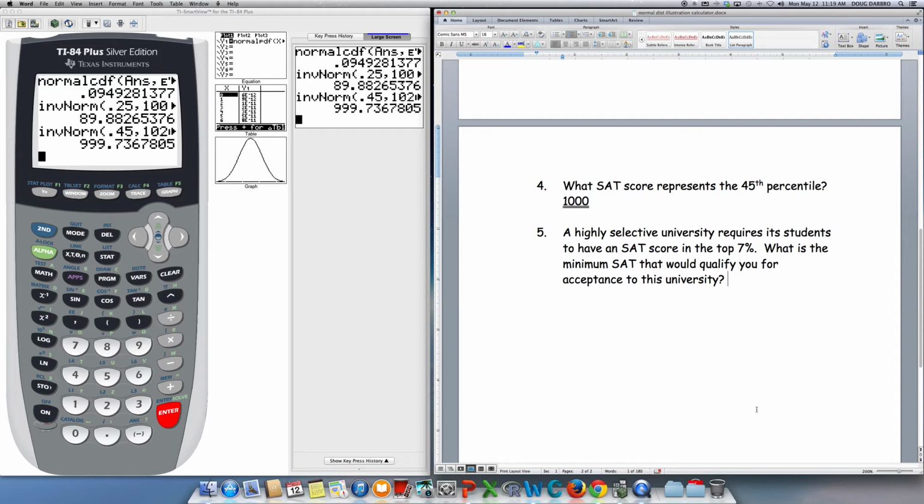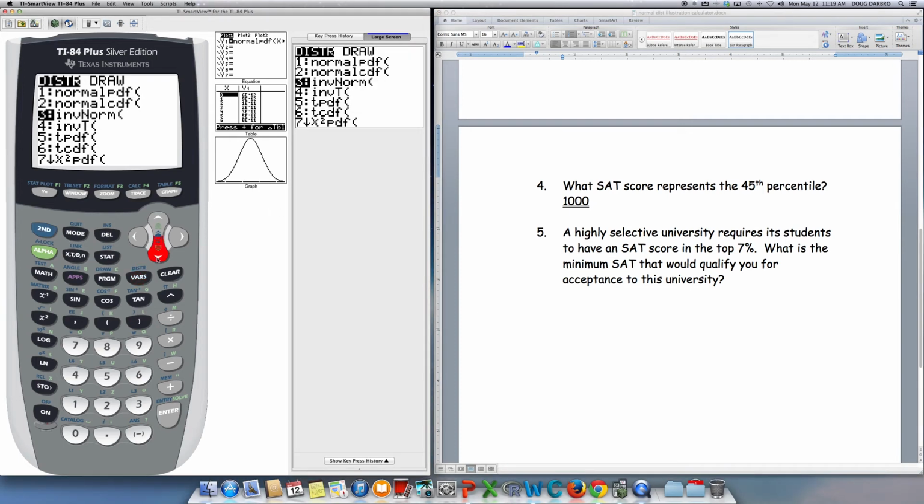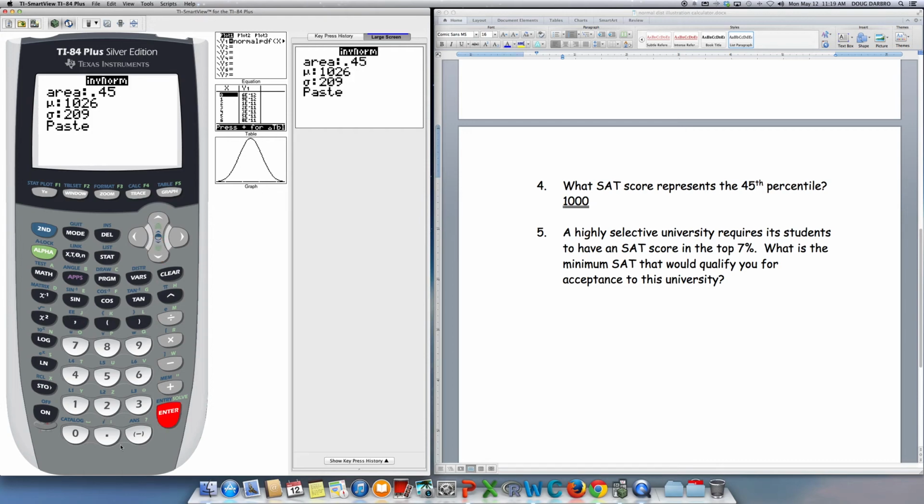Okay, now part 5 says a highly selective university requires its students to have an SAT in the top 7%. What minimum SAT will qualify you to be accepted in this university? If you think about the distribution, if we have the top 7%, that would be 7% of the area under the curve over to the right. So since the calculator requires you to put in percent below, we're going to need to put in 0.93.